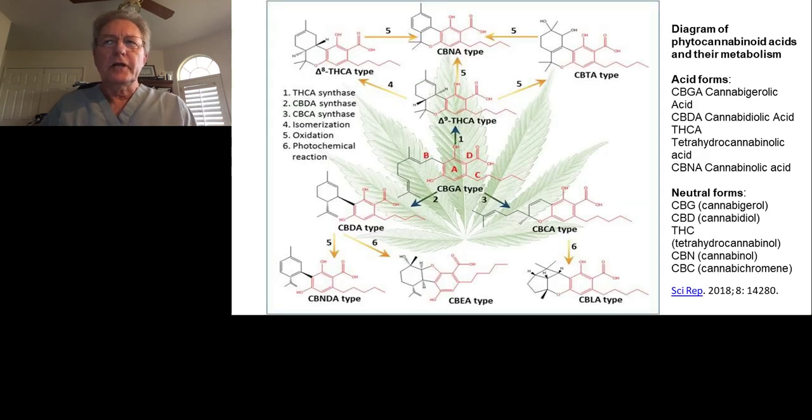In this slide, we're looking at a diagram of how the phytocannabinoids in the plant form as they exist, which are in the acid form, are converted from one cannabinoid to another. The master cannabinoid, where all the other phytocannabinoids are created from, starts with CBGA. Now, there's acid forms and there's neutral forms, and we'll talk about that shortly.